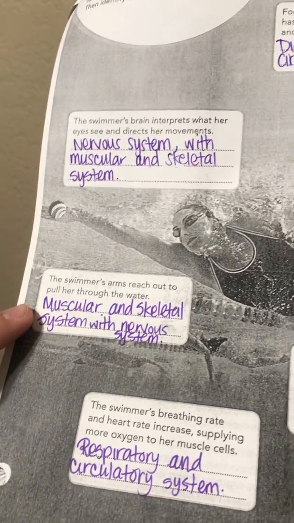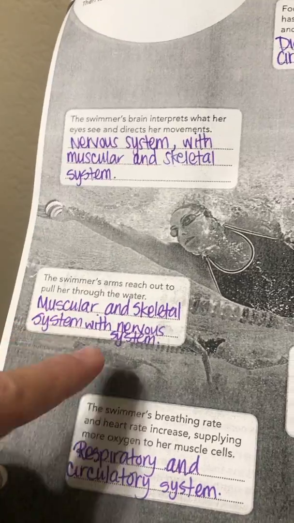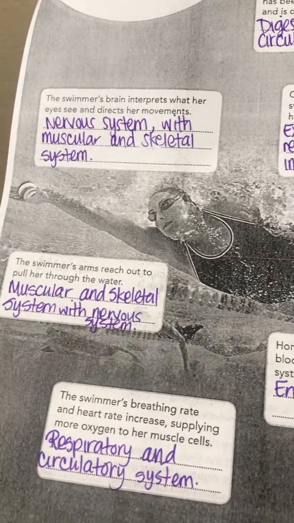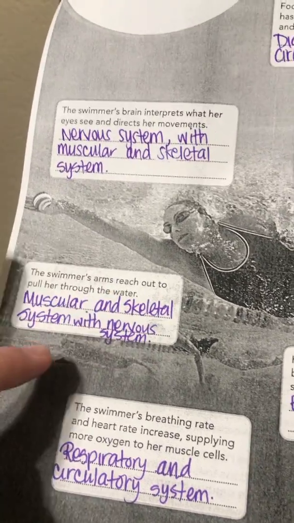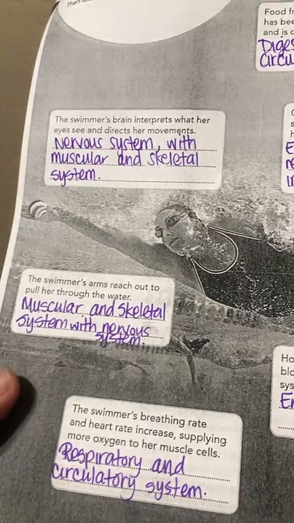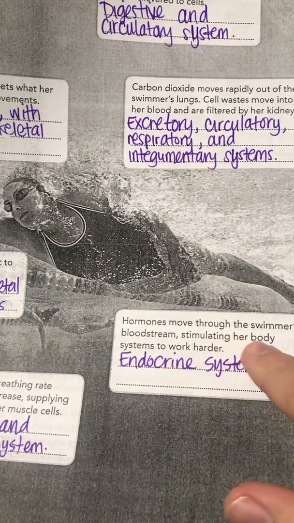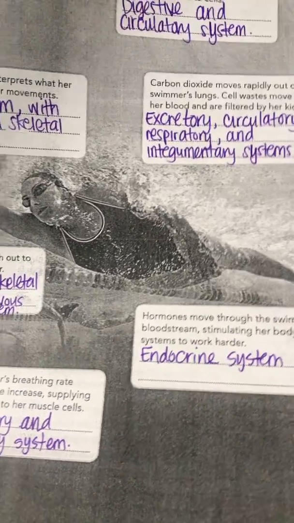Here, the swimmer's arms reach out to pull her through the water. So that means the muscular and skeletal systems are working, and they're working with the nervous system because the nervous system is controlling and helping to do the different movements with the muscular and skeletal system. Here, hormones move through the swimmer's bloodstream, stimulating her body. Systems work harder, so that's the endocrine system.